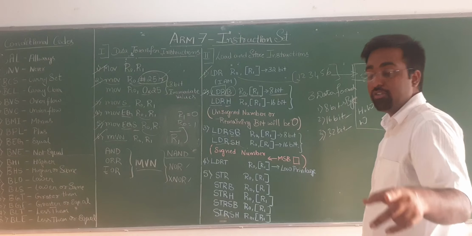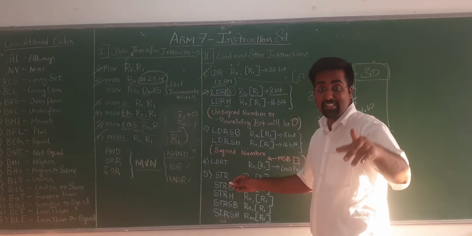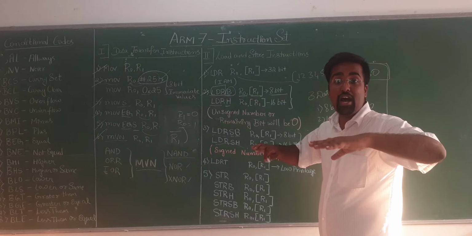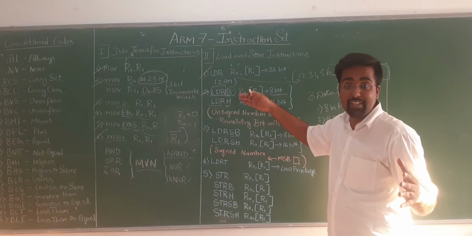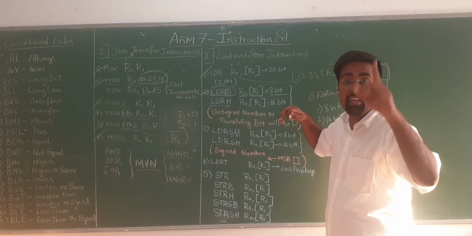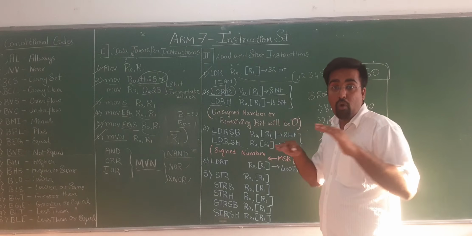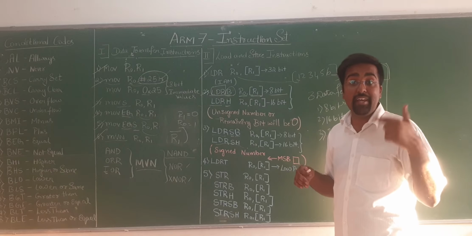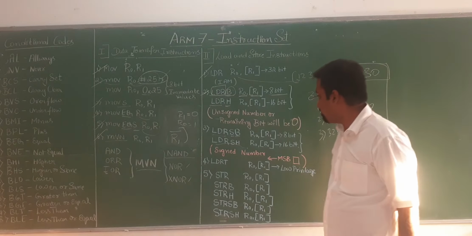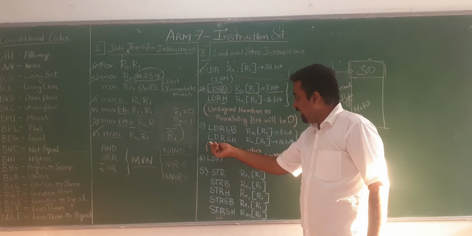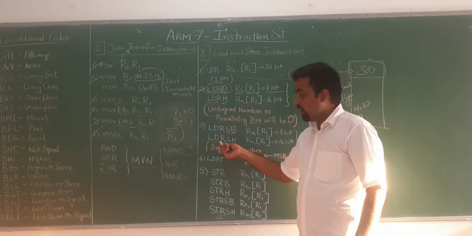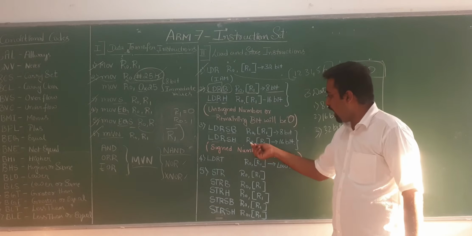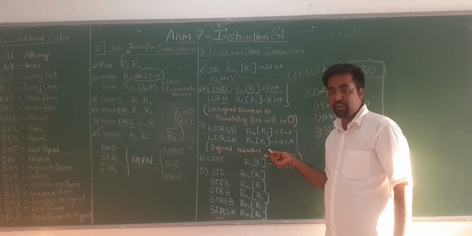At last I want to tell you with one example. I'll just read out the example. If you have not understood the previous example, just listen to me again. I'll repeat it. One instruction I'll read out loudly so that you repeat it with me. LDRSH R0, comma, square bracket of R1.